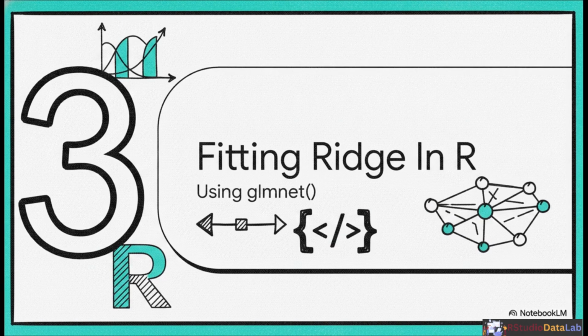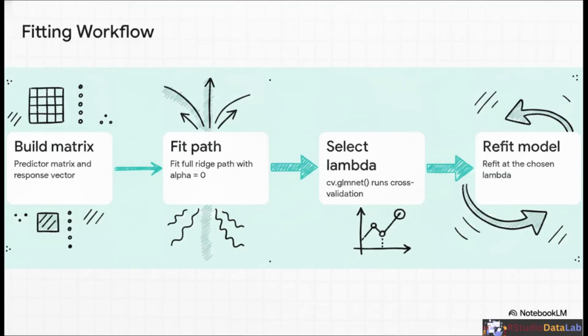Moving on to Section 3, fitting ridge in R. It's time to take this from theory to execution using the incredibly popular glmnet package. Here's the essential 4-step workflow you're going to use. Build your matrix, fit the path, select your optimal lambda, and then refit. The biggest thing to remember here is that glmnet doesn't use that standard formula syntax you're probably used to with a basic lm function. Nope, it explicitly requires you to set up a predictor matrix, which we'll call X, and a response vector, which we'll call Y.